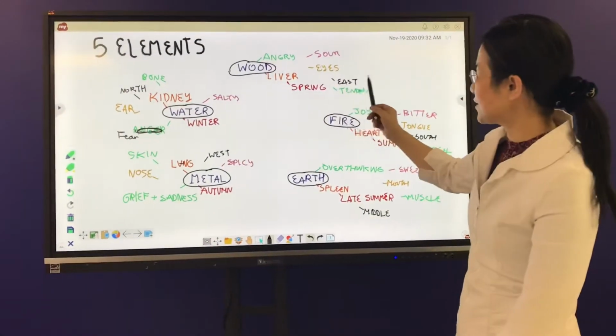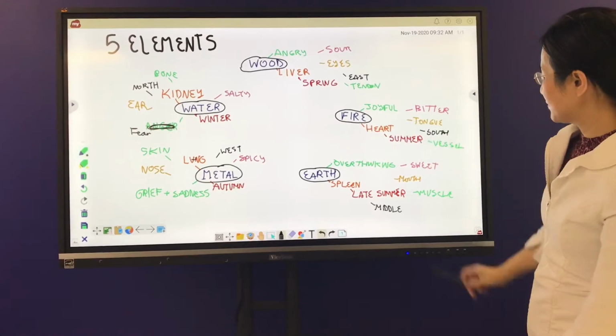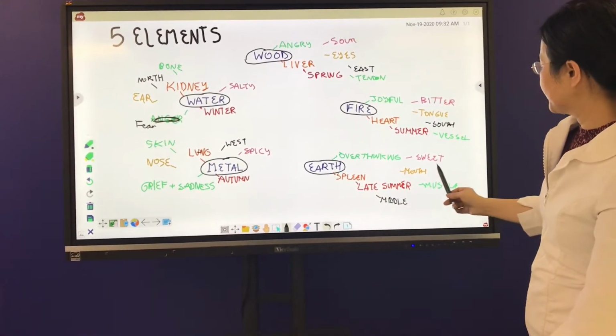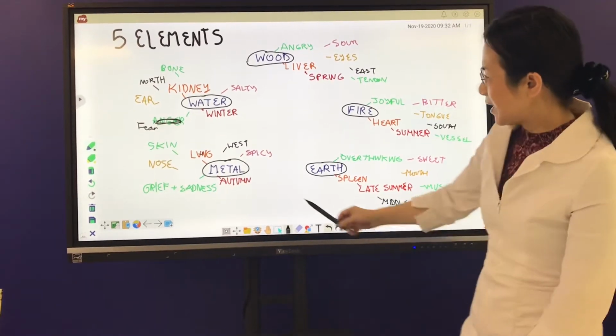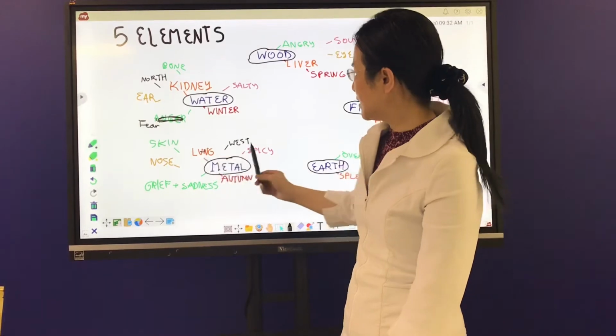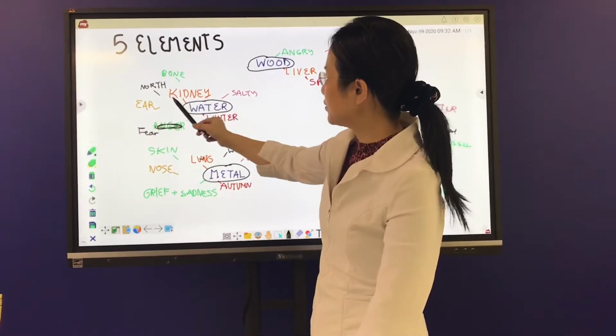East side, east direction. And then this is south, fire, heart. And then earth, spleen, is to the middle side. And then metal, lung, goes to the west side. And then kidney or water goes to the north side.